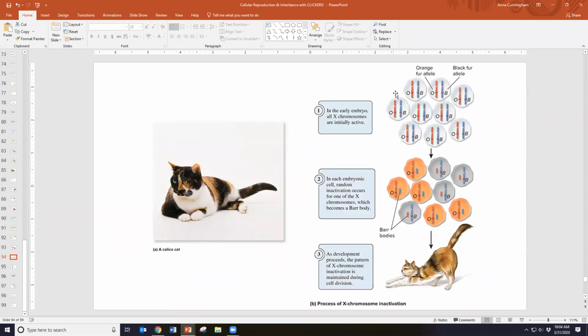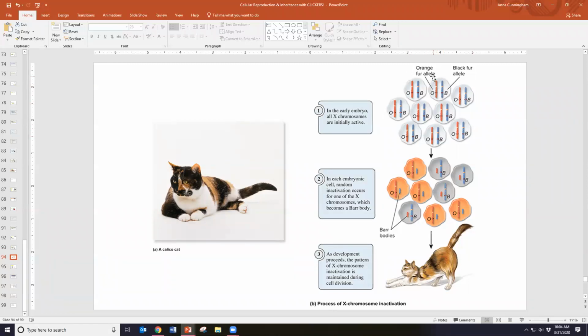Calico cats, you can see that this happens. Female calico cats, since calico cats are only female, have coat color determined by the X chromosome. Early on, these cats have homologous X chromosomes, and they will have maybe 2 different alleles, one coding for orange fur, one coding for black fur.